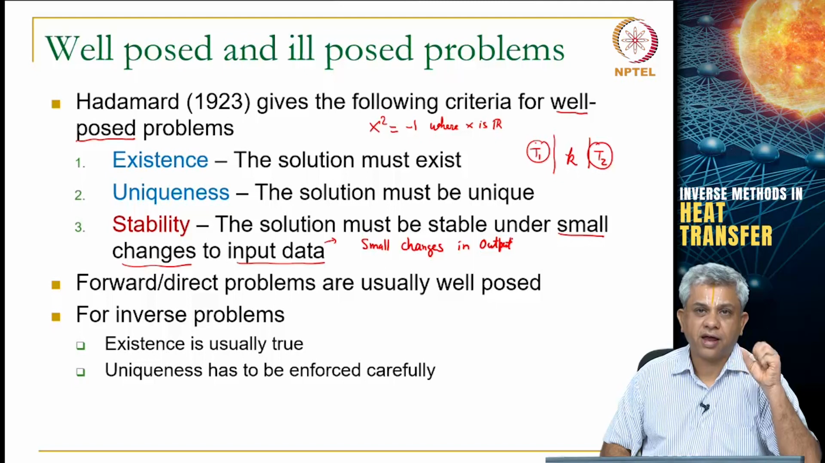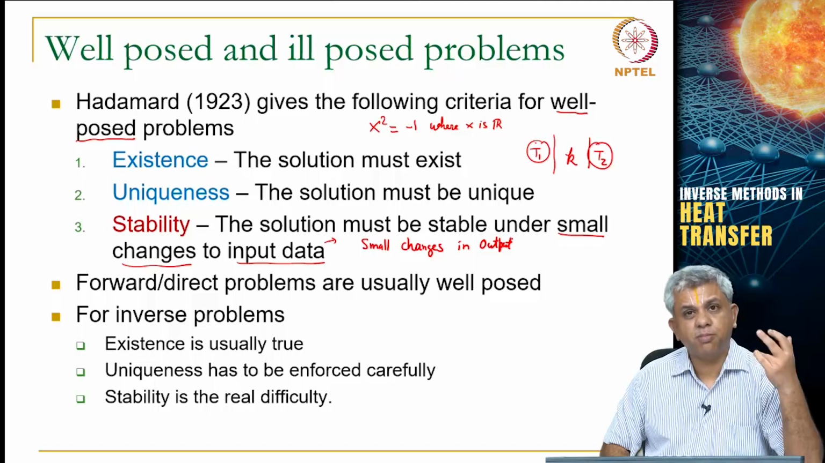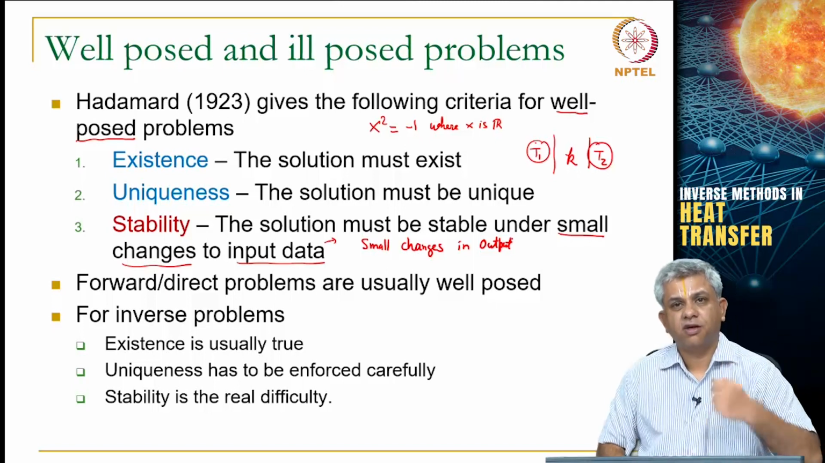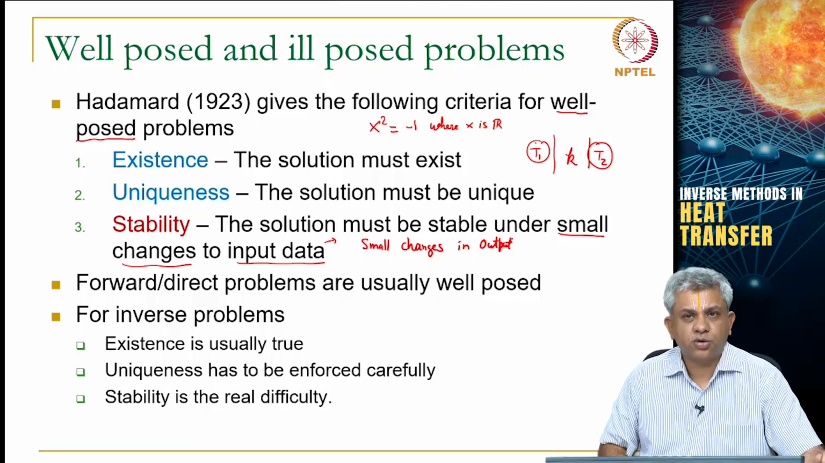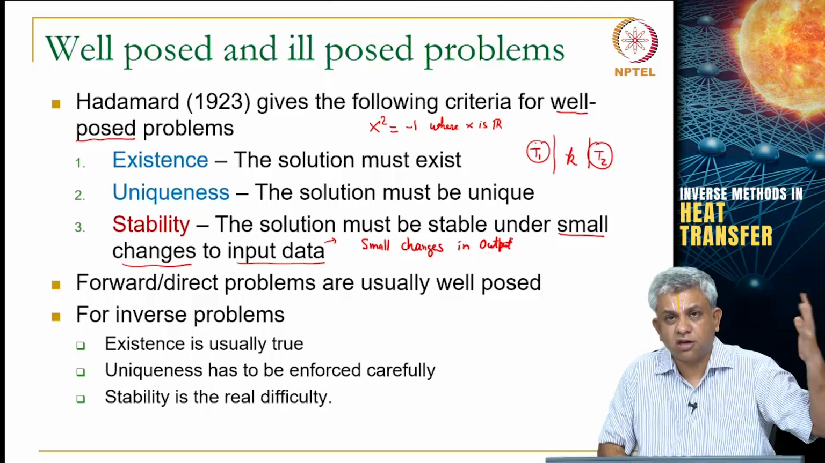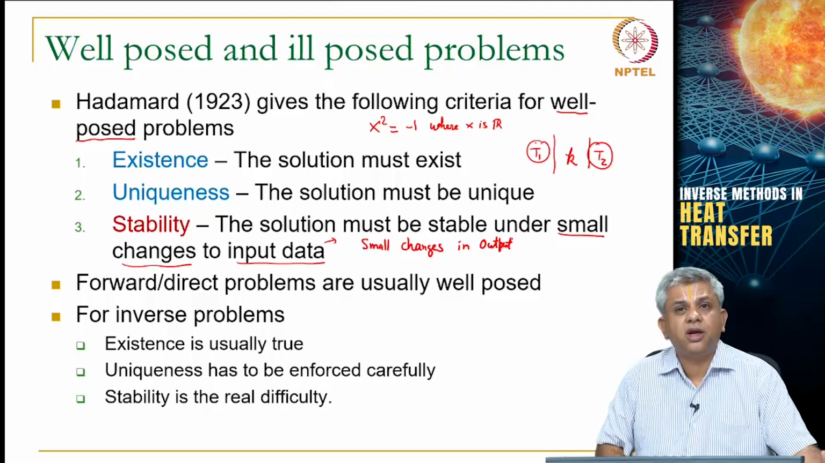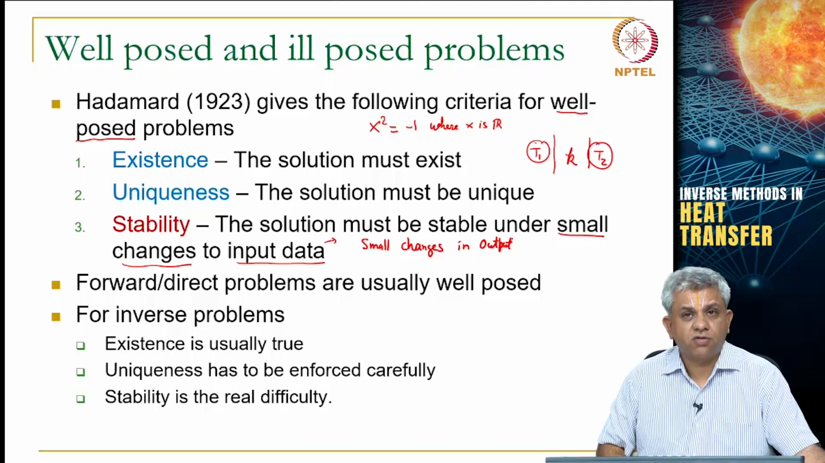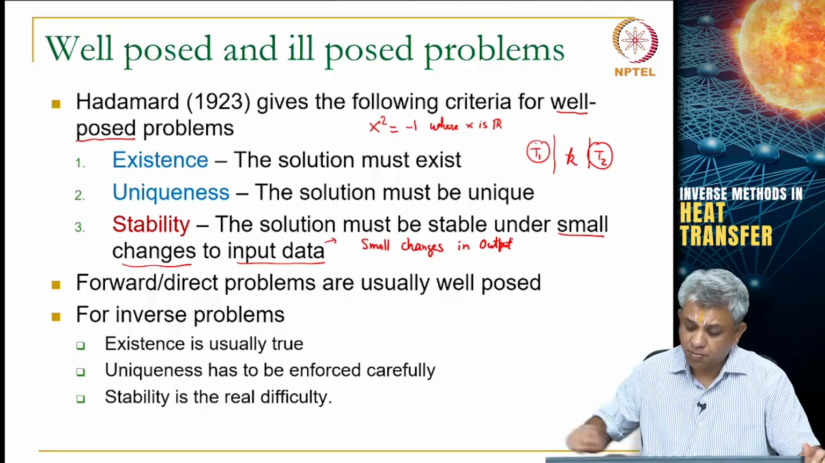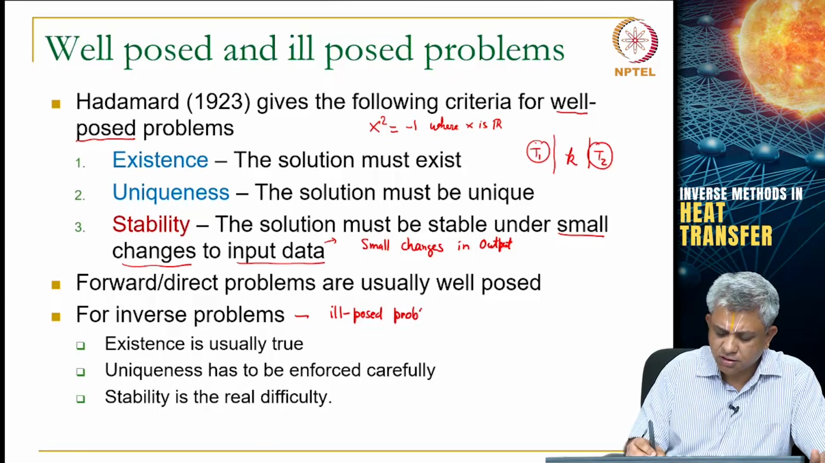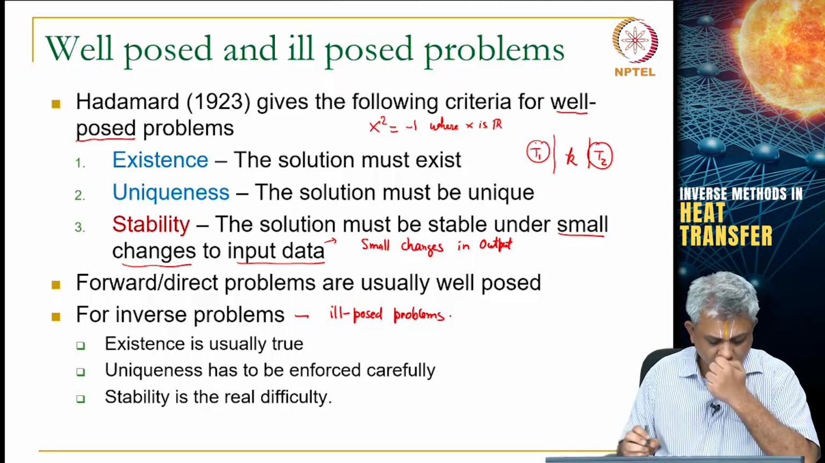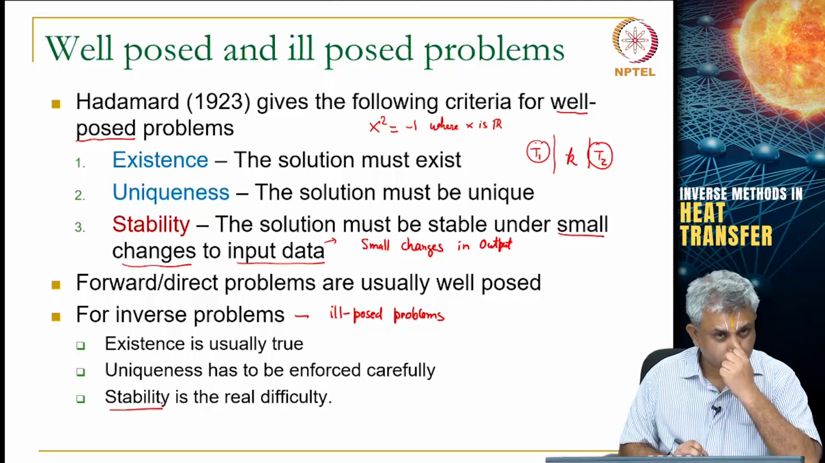Uniqueness means you have to be a little bit careful. How do you ensure it? We will do this later on in the course. Most important is stability. Like I said with the doctor example, if just one small change is made to the symptoms, it can lead to a large change in what the possible diseases could be. So stability is a real difficulty with inverse problems. Please remember this: inverse problems are typically ill-posed problems. Not all inverse problems, but usually, and primarily because there are stability issues.